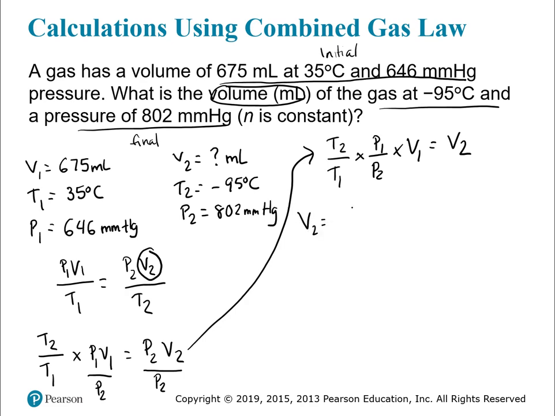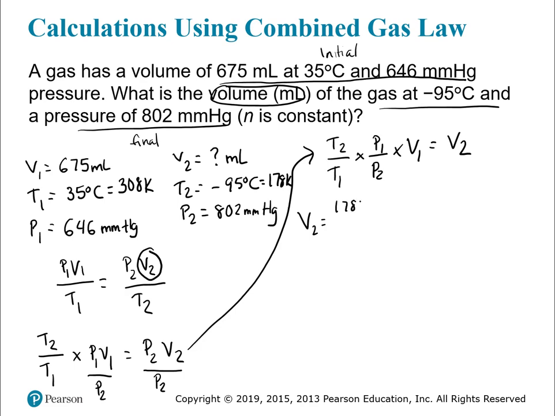Let's put in the numbers. Broke my own rule. I didn't convert to Kelvin first. Got so excited. But I remembered to do it. So 35 degrees Celsius. When you add 273, you get 208. Don't be thrown off by this being a negative number. 273 plus a negative number means you're just subtracting this number. So 273 minus 95 gives you 178 Kelvin.